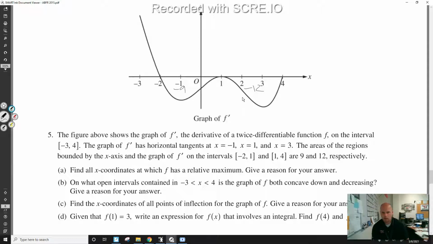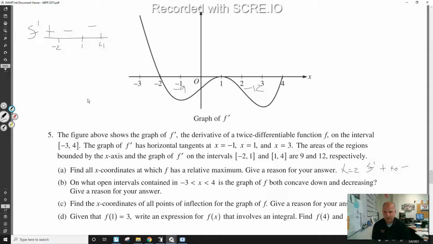Okay, great. When does f have a relative max? F has a relative max when f prime changes sign from positive to negative. That's going to be at -2. That's it. X equals -2. F prime changes sign from positive to negative. Just write that out. That's it. Signs of f prime. Don't say increasing or decreasing. Don't say slopes. Signs, positive to negative.